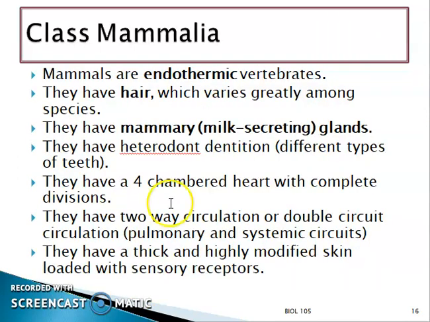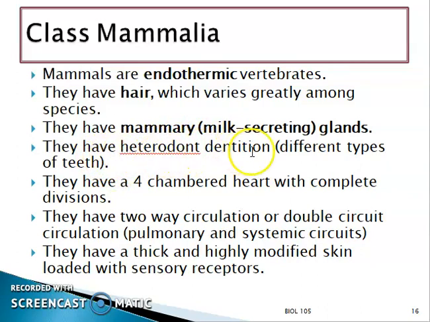Now the last class, the mammals. Mammals are also endothermic vertebrates. They have hairs. This is a specific feature that they have hairs, which vary greatly among the species. Their color gives them camouflage. Also, these are used in thermoregulation and various other things. They have mammary glands, the milk secreting glands. They feed their babies, their little ones, young ones, with milk.